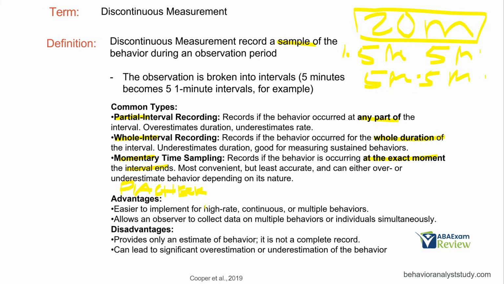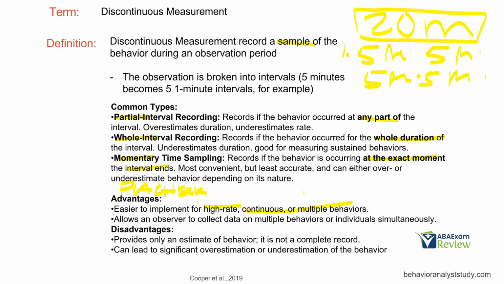Well, it's easy to implement for high rate, continuous, or multiple behaviors. If we have a behavior happening a ton during 20 minutes, it happens 200 times, 300 times, then maybe we don't need all that data, right? It also allows the observer to collect data on multiple behaviors or individuals simultaneously. It allows you to use momentary time sampling to do other things while collecting behavior data.